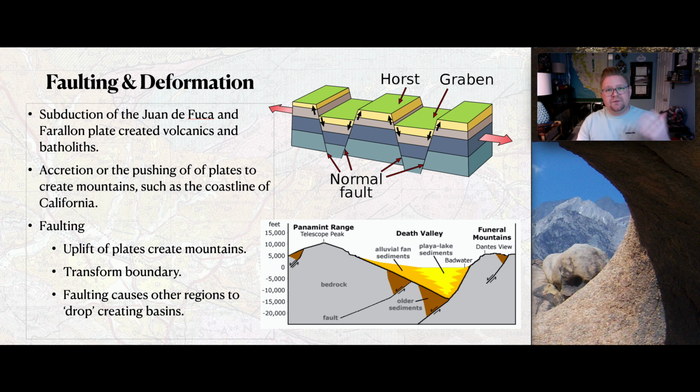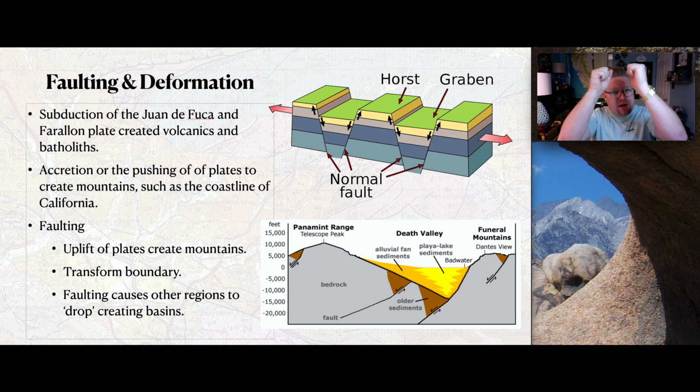Now, we've been able to observe different types of faulting. We see the uplift of plates that create mountains. We've seen transform boundaries, such as the San Andreas Fault. And we've also been able to observe in California's landscape faulting caused by other types of regions, such as dropping or basins. So in the first image on the top, we can see that there's a horst, a graben, and normal faults. Horst means it's been hoisted up.